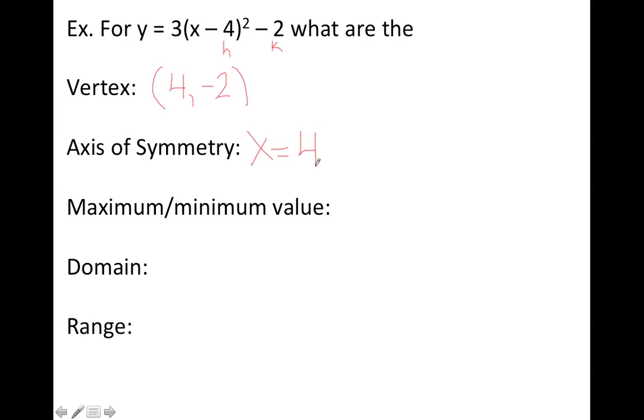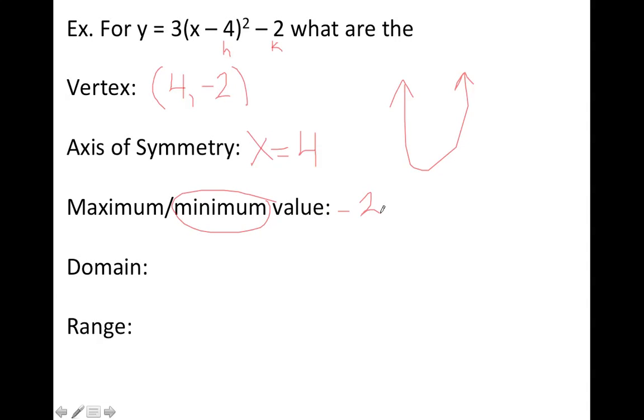Next, we have to determine if it's a max or a min value. So, looking at the number out front of our x squared term, since it is positive, our graph will open up, which means our vertex will be the lowest point of our graph, so we'll have a minimum. And remember, the minimum or maximum value is always the y value of your vertex, so that's negative 2.